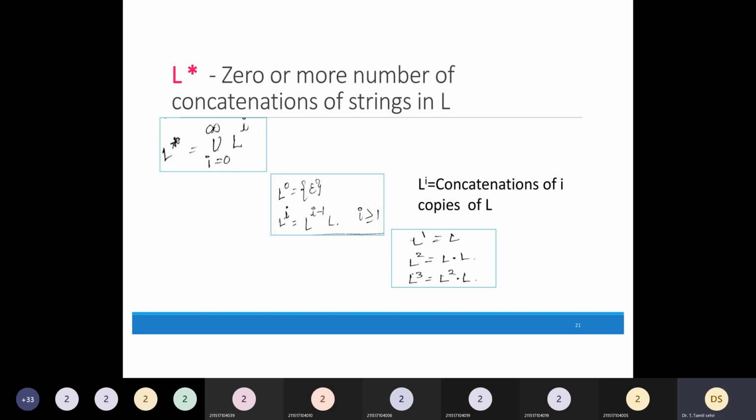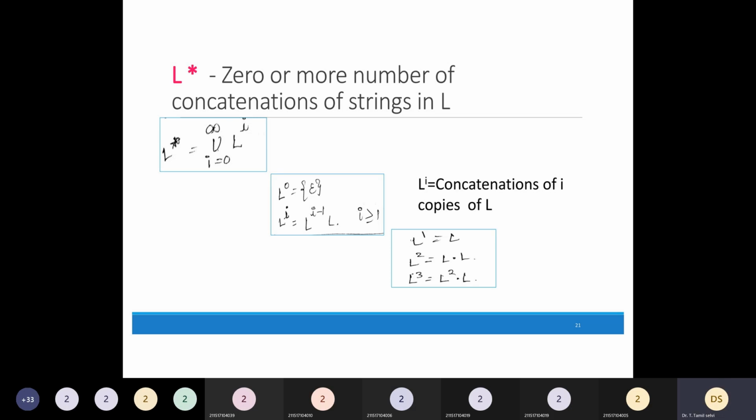So see here, L power star equal to union of i equal to 0 to infinity, L power i. So for that, L power 0, L power 1, L power 2, etc. You have to concatenate all the languages over the particular alphabet. So L power 0 is nothing but the empty string, which is the null string epsilon. L power 1 and then L power 2, L power 3, etc., which means 0 or more number of concatenations of the particular string over the language.